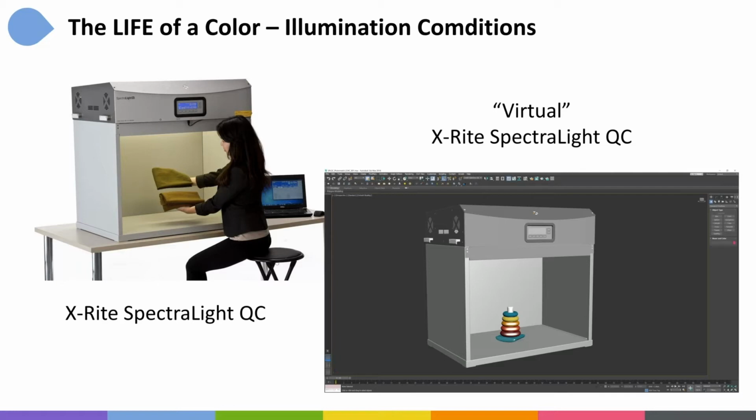Well, not only can we do this in the QC part of it, but wouldn't it be great if we could also do this early on to see how these materials are interacting with the different lighting conditions. So on the right-hand side, on the bottom, this is actually the 3D CAD for our Spectralite QC, in which I've added cameras and lighting to mimic the physical version of it. So we can start to look at these materials and this designed object under the different lighting conditions.